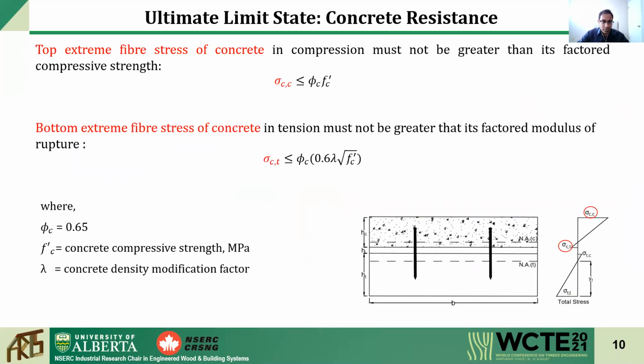For checking the resistance of concrete, we need to check the top extreme fiber stress of the concrete, which must not be greater than its factored compressive strength. Similarly, the bottom extreme fiber stress of concrete in tension must not be greater than its factored modulus of rupture. Here in this equation, f'c is the concrete compressive strength. This is how we can check the stress limit in concrete as well as timber.